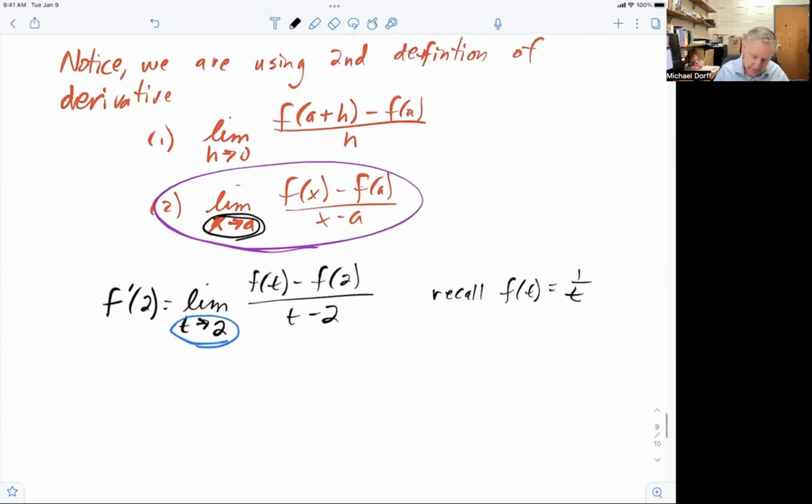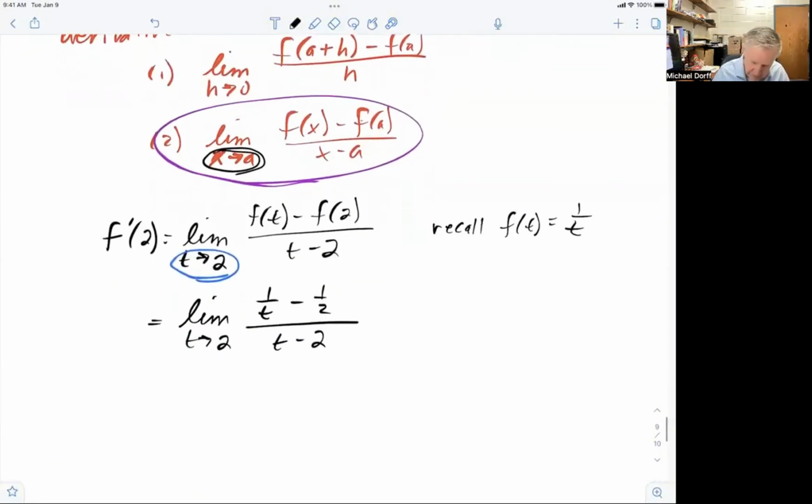So we're going to put these in here. So we have the limit as t goes to 2 of 1 over t minus 1/2, over t minus 2. Now this is similar to the types of problems we were dealing with way back in section 2.3 when you were trying to compute limits. How do I compute this limit? Well, you could substitute the 2 in the numerator, then you get 1/2 minus 1/2, which is 0. And in the denominator, you get 2 minus 2, which is 0. So you have 0 over 0.